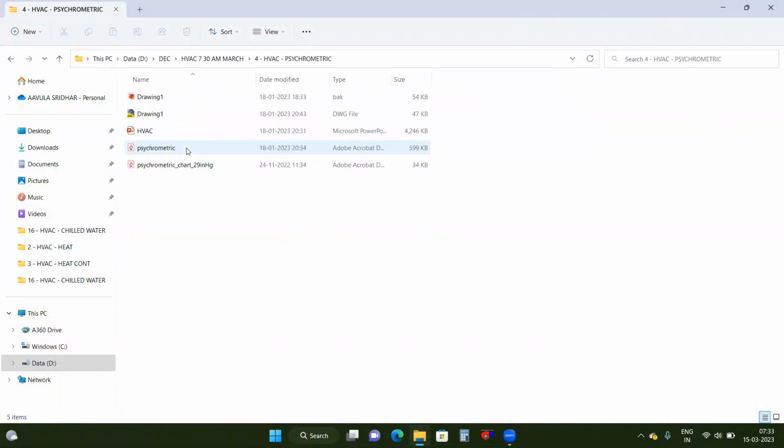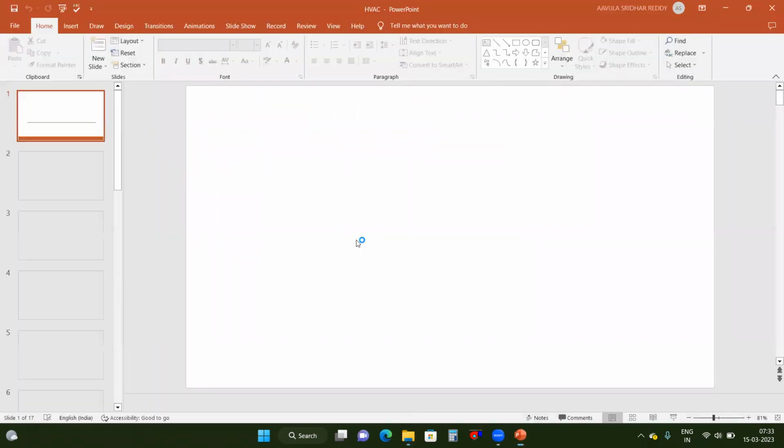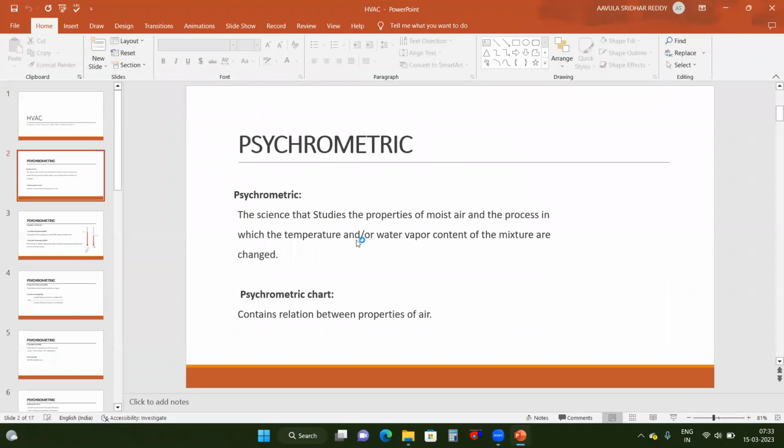Today we'll see the psychrometric chart. So first we'll understand what psychrometrics is. It is the science that studies the properties of moist air and the processes in which the temperature and/or water vapor content of the mixture are changed. In psychrometrics we can study the different properties of moist air.